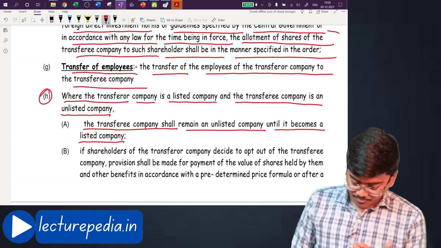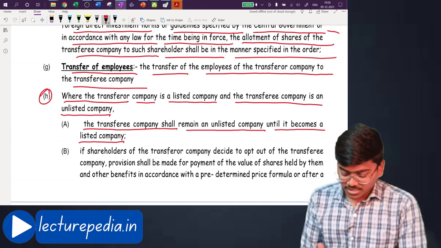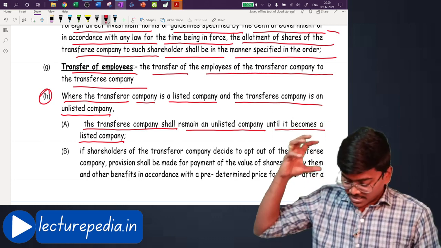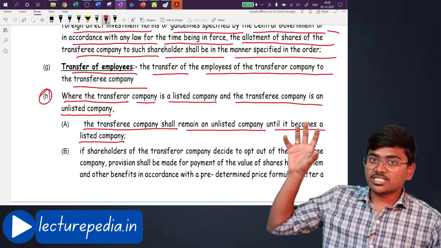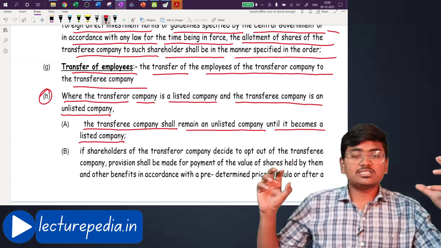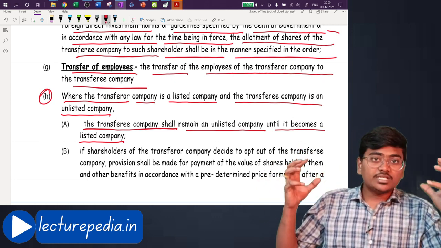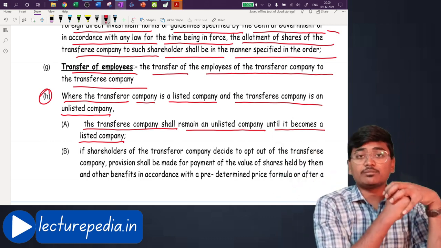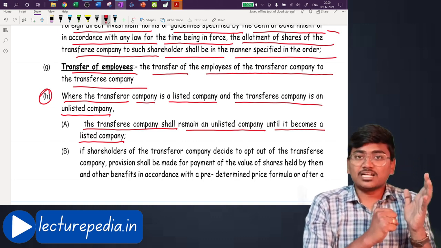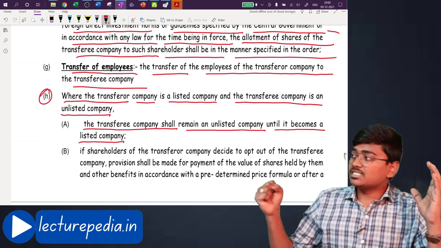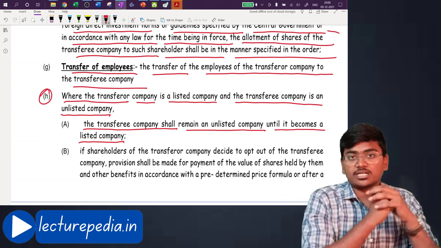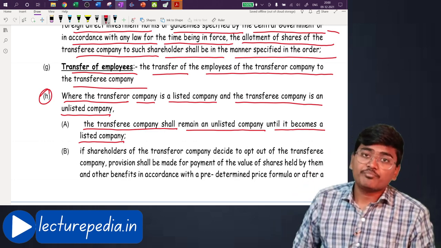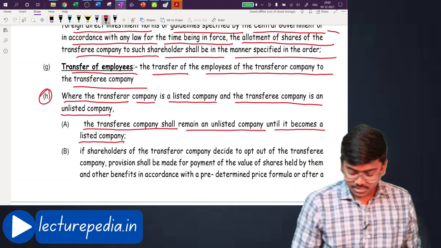See, what it says is, let's say, transferor company. In our case, transferor company is B Limited because it is giving its business to A Limited. Transferor company is a listed company. It is listed in the stock market. And transferee company, that is A Limited, is an unlisted company. Now, A Limited, being an unlisted company, is acquiring this B Limited, which is a listed company. Whether A Limited becomes a listed company because of that? A Limited will not become a listed company. It will continue to be an unlisted company until A Limited gets itself listed in the stock market. That is the point made by this 7th point.